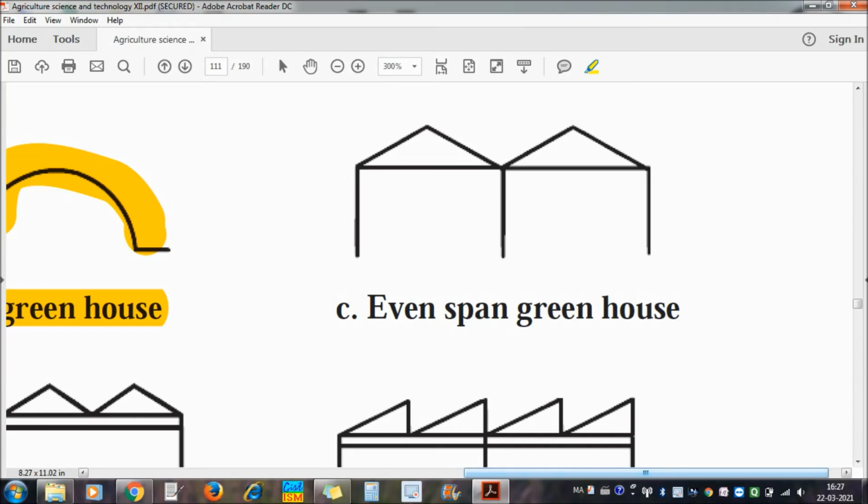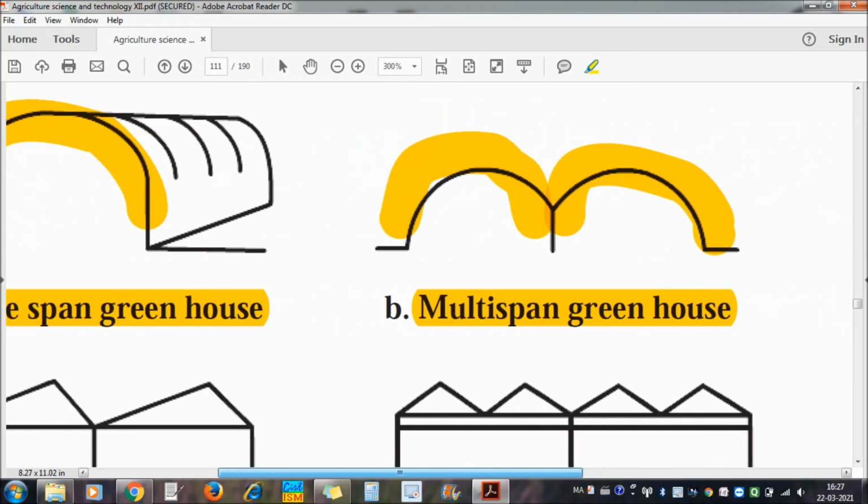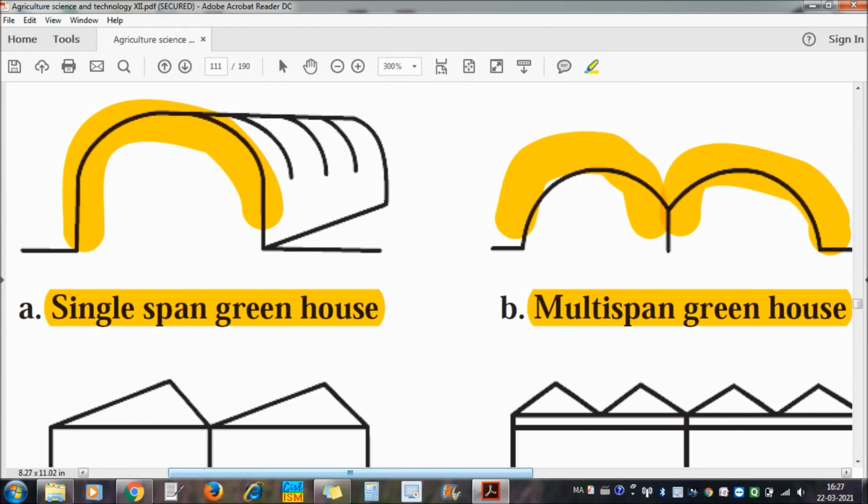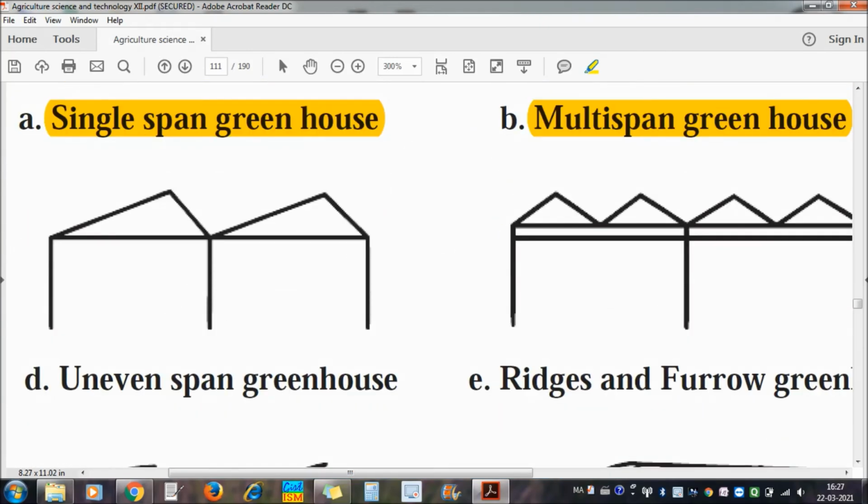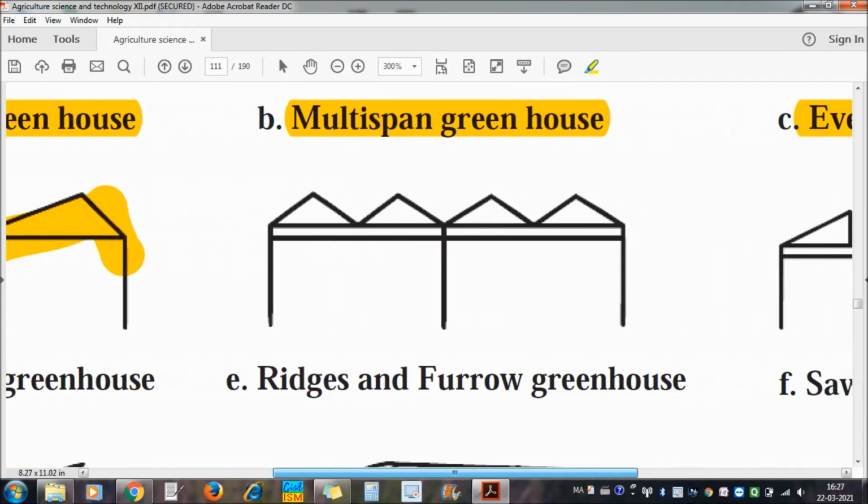Now this is an even span. Even span means a particular kind of structure like this can be made. So it is called an even span greenhouse. So these are different spans we can make as per our requirement. These were even spans. Now uneven span. In an uneven span, the sizes are different. It is not necessary that the structure should be of the same size.